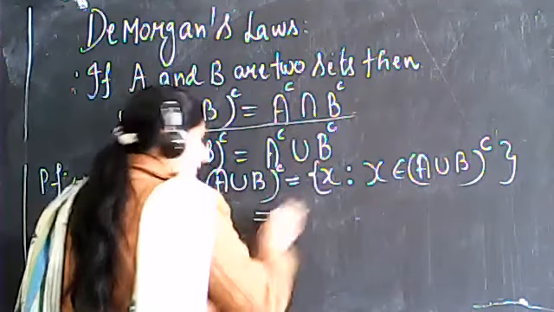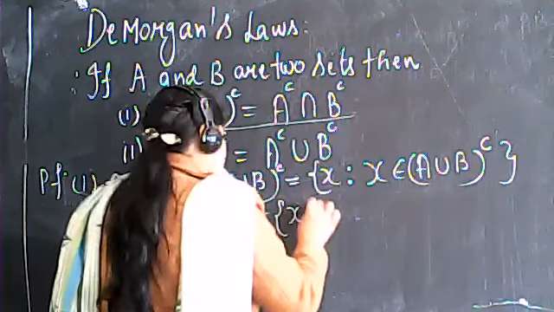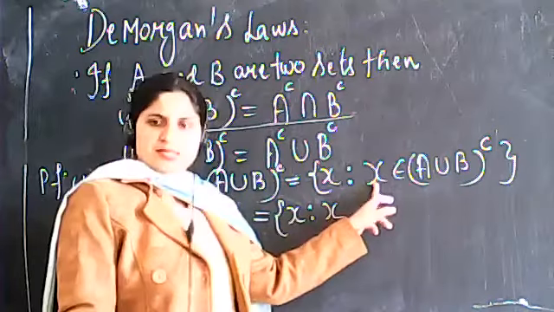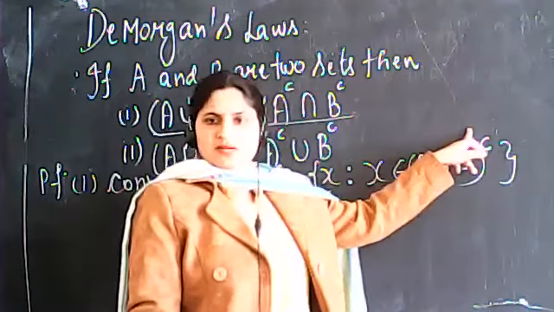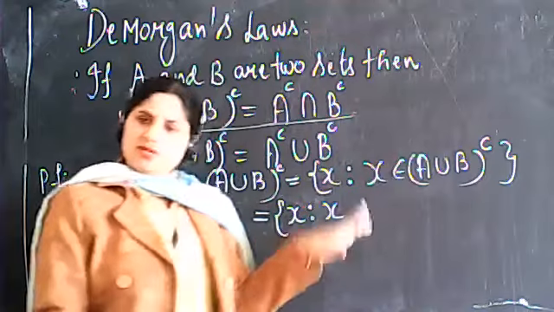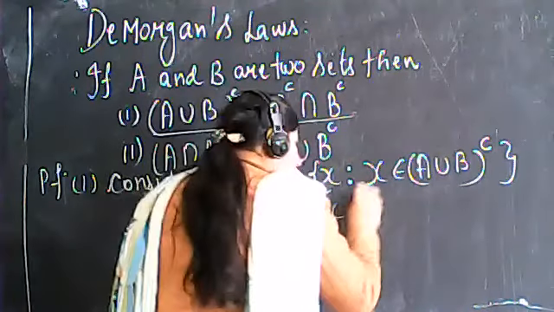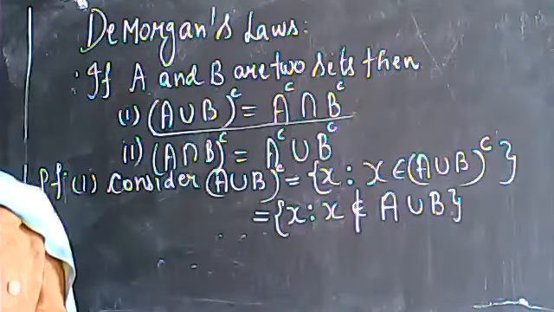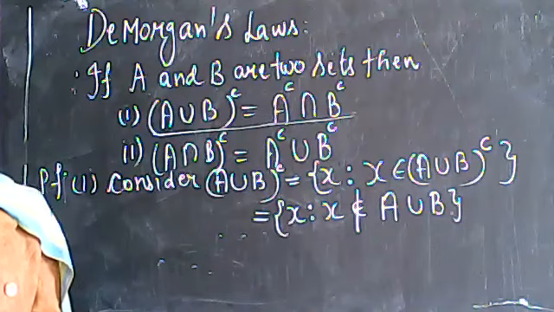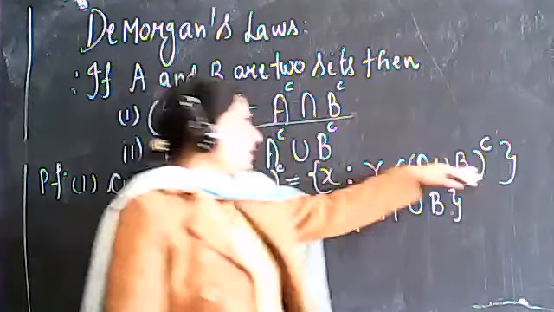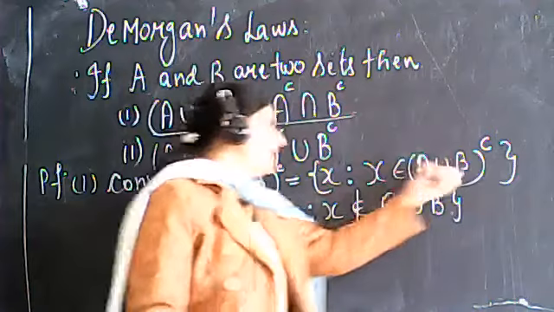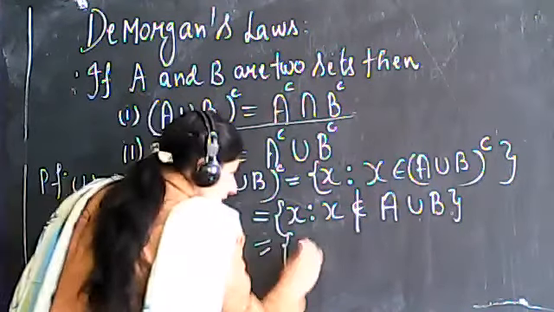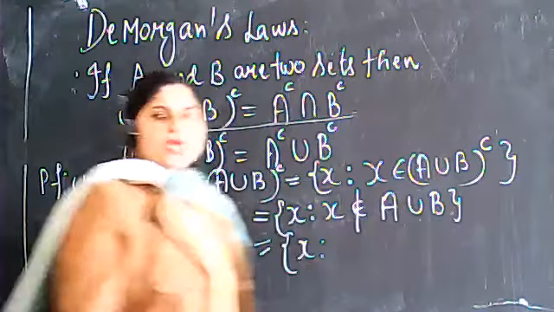Now I am going to apply the definition of complement. It is the collection of X such that, if an element is present in the complement of a set, what does it mean? The element is not available in the set. So X is not present in A union B, because the element is either present in the set or in the complement. Now X is present in the complement of this set, so it is very clear that X doesn't belong to this set. X doesn't belong to A union B.